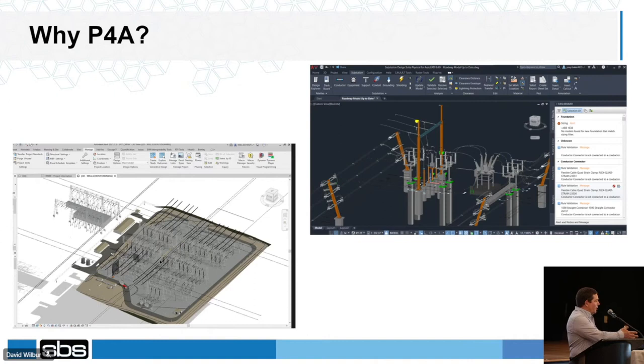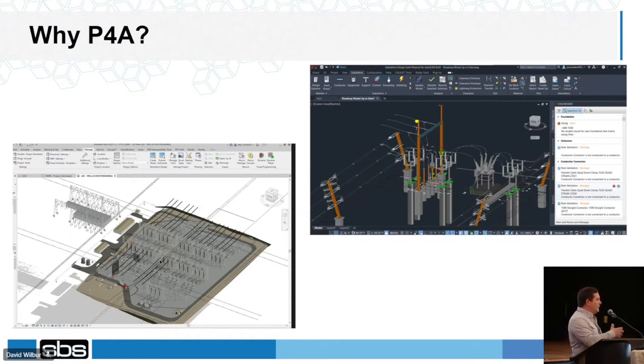So what I want to draw your attention to here is within P4A, and I would say within any 3D modeling application, you can count on and should expect that any 3D modeling application can create nice looking visual representations. Any 3D modeling application can likely create your bill of material and get those items that are included in the model accounted for in a bill of material.